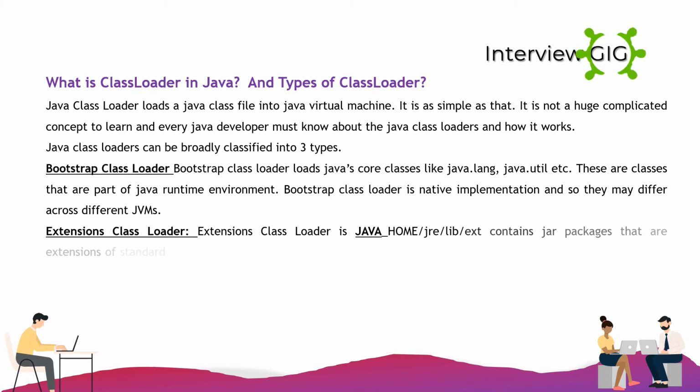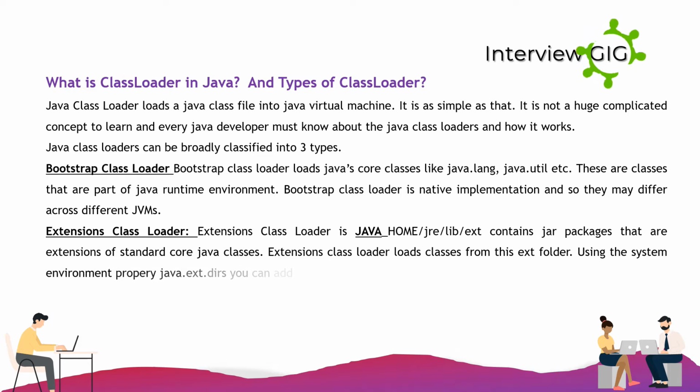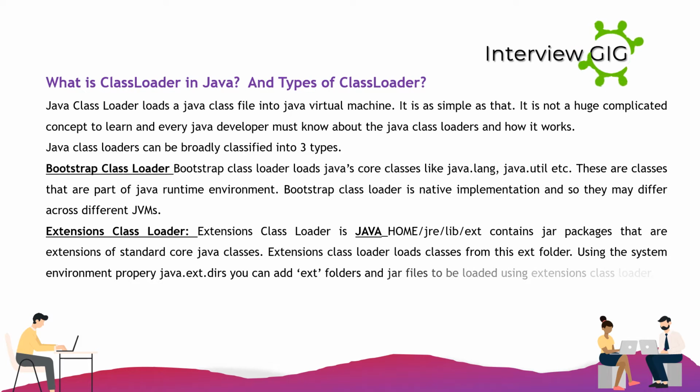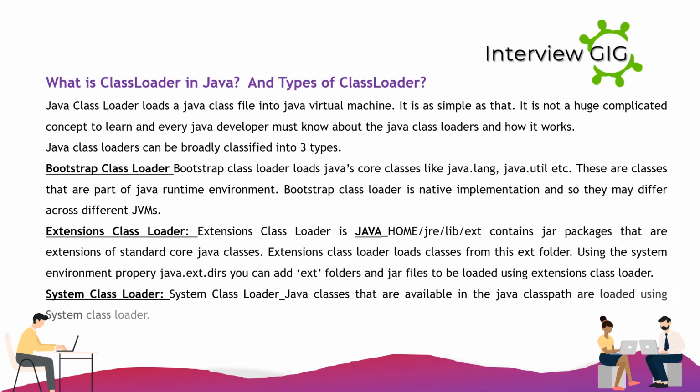Extensions class loader. The extensions class loader loads from JAVA_HOME/jre/lib/ext, which contains JAR packages that are extensions of standard core Java classes. The extensions class loader loads classes from this ext folder. Using the system environment property java.ext.dirs, you can add ext folders and jar files to be loaded using the extensions class loader. System class loader. The system class loader loads Java classes that are available in the Java classpath.